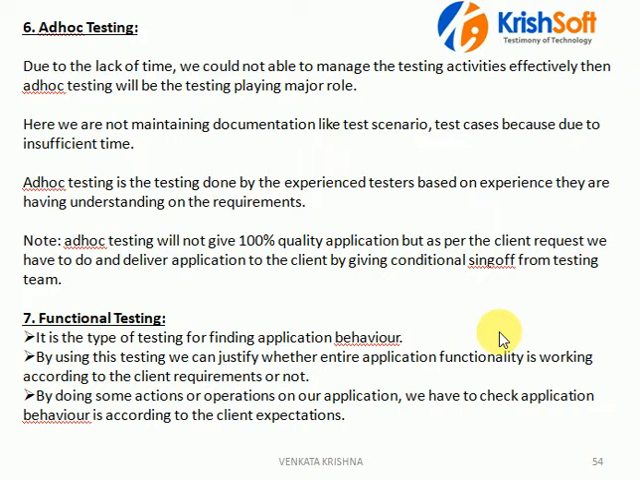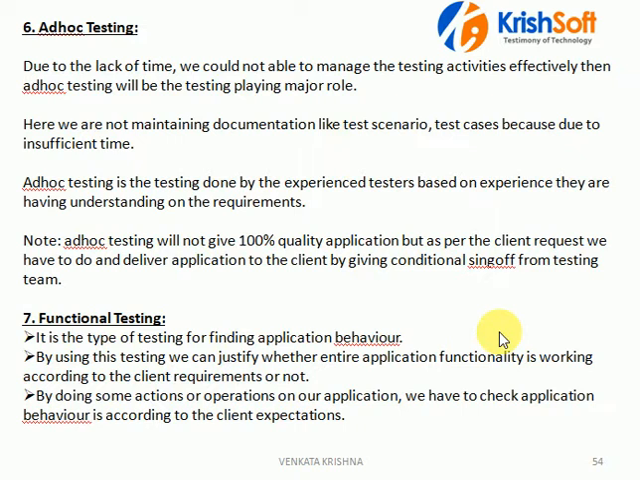And according to the client requirement, we need to verify whether that functionality is working or not. Whatever actions and operations you perform on our application, we need to verify whether the application behavior is according to the client expectation or not. If it is not according to the client expectation, same process: you are going to raise a bug to the development team for fixing. Once they fix it, we are going to do the retesting and the regression testing.